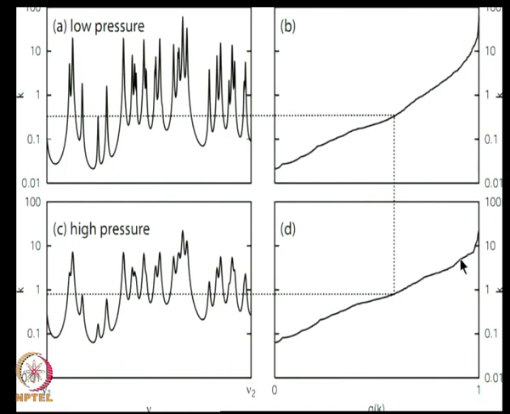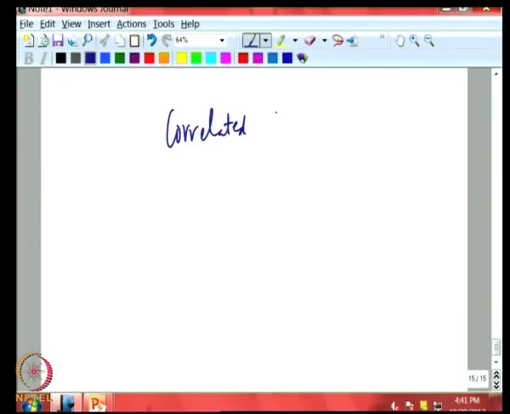And this is what has made the computation of absorptivity and emissivity very simple, and today most of the calculations are done by this method, and this method is called the correlated K method.